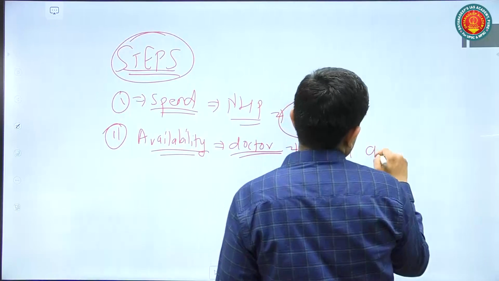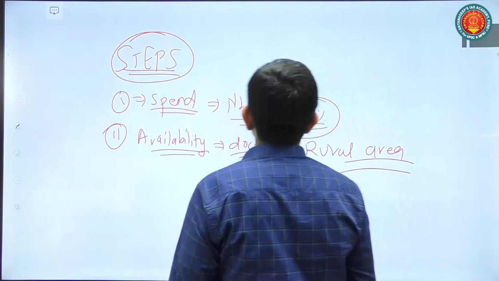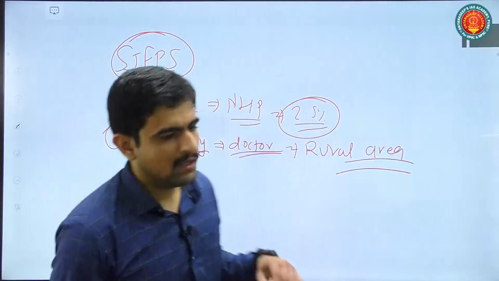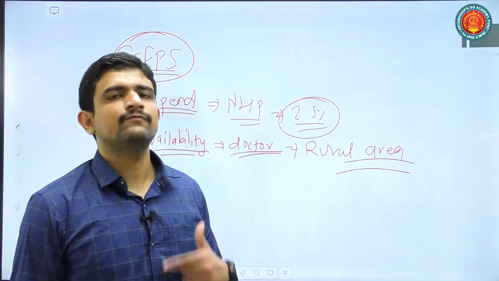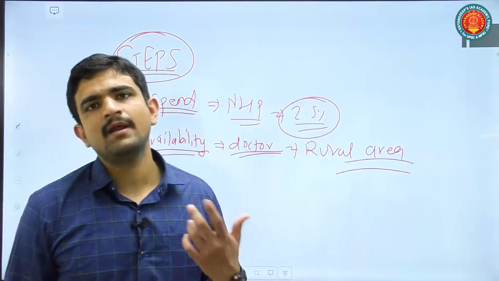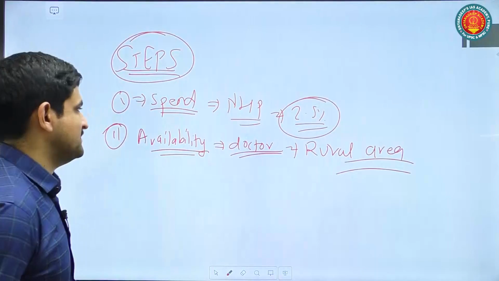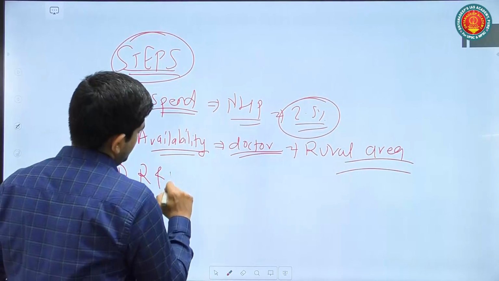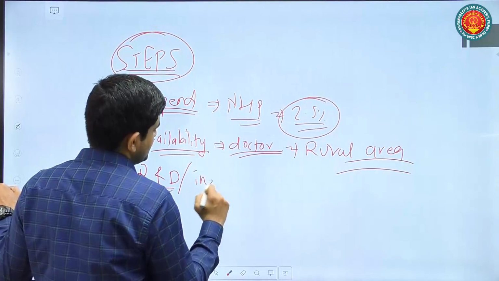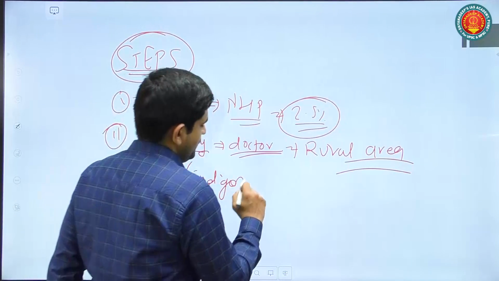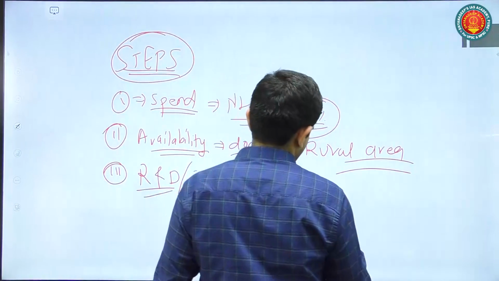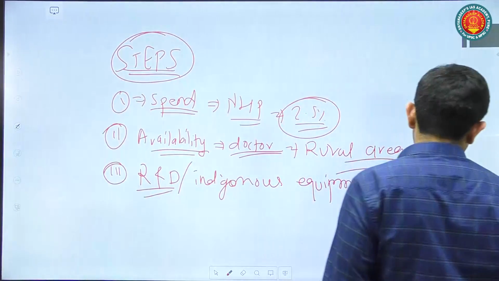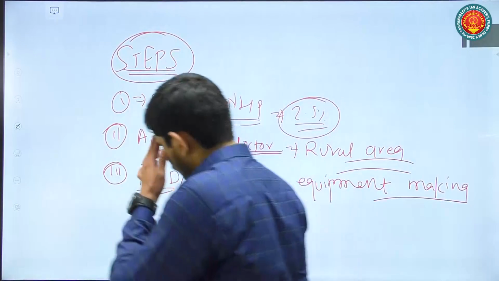Already doctors sign a bond that they will serve as a doctor for at least 1 year, but the same thing should be incentivized in rural areas. If a doctor is working in a rural area, he should be paid high, lucrative pay. Then you can also suggest research and development in the medical sector. Then indigenous equipment making, that also you can focus on.